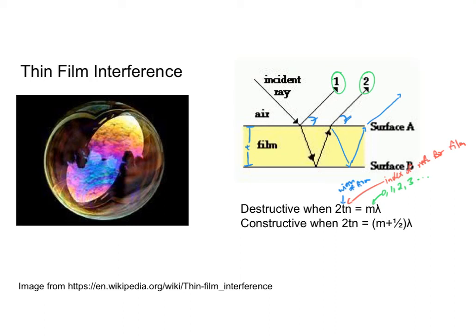However, when we have m plus 1/2, so kind of a half integer, multiplied by our wavelength, if that's equal to 2 times t times the index of refraction for our film, we're going to have constructive interference. So that is the math for thin film interference. And again, these are for our waves that are reflected from the film.